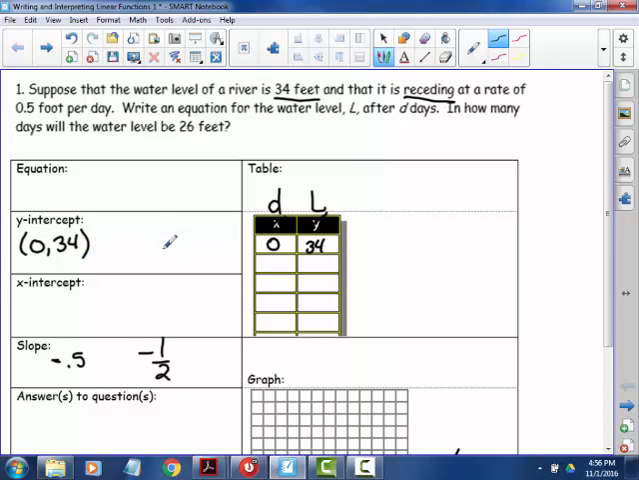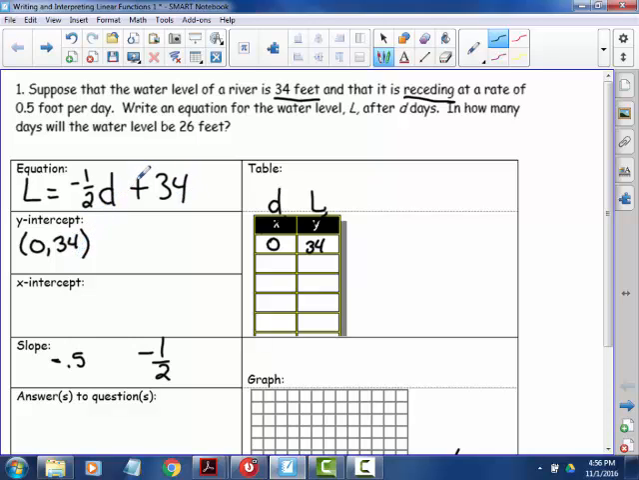Let's see. To write the equation, I could write it if I have the point and the slope, or if I have the slope and the y-intercept, and I do have slope and y-intercept here. So I can use y equals mx plus b, except that my letters are L and D, so L equals negative 1/2 D plus 34, because that's my y-intercept.